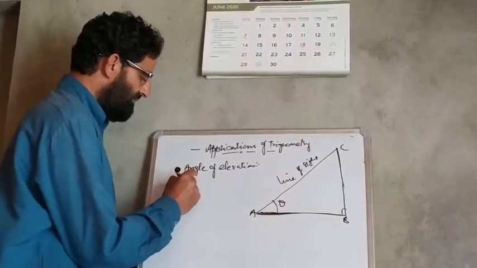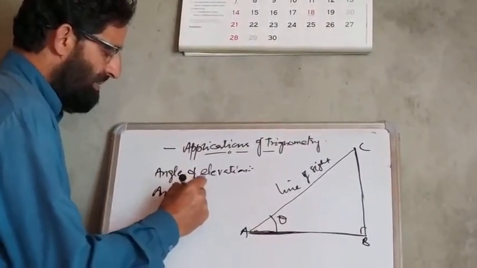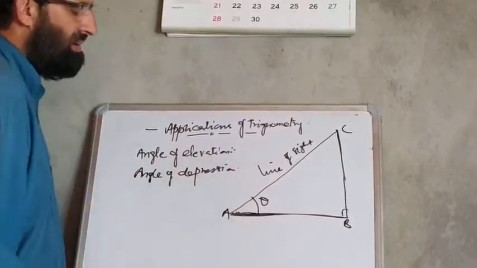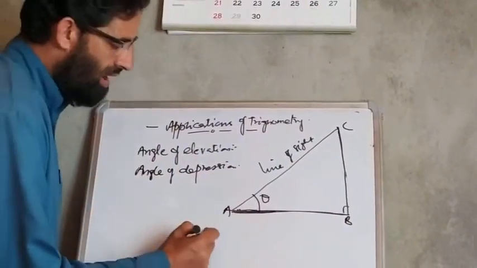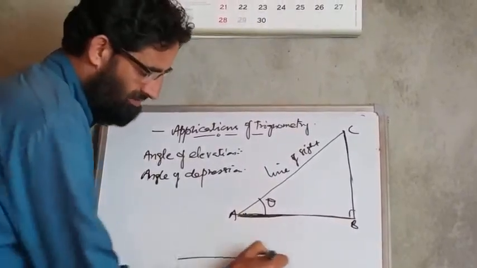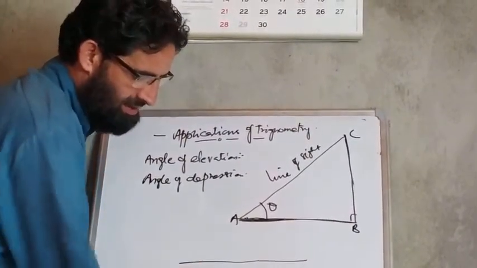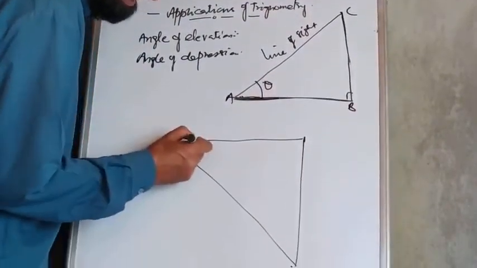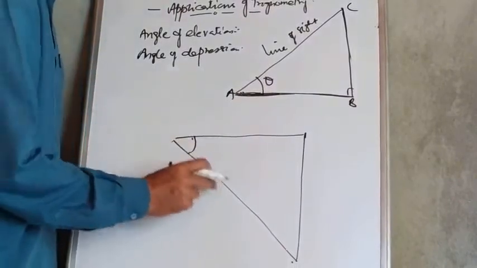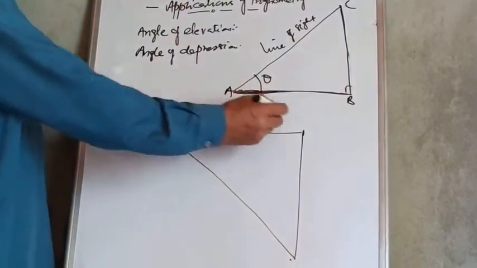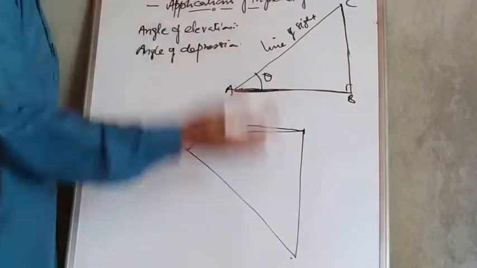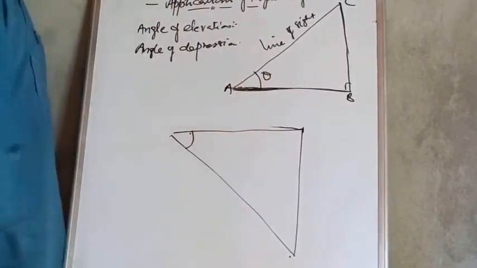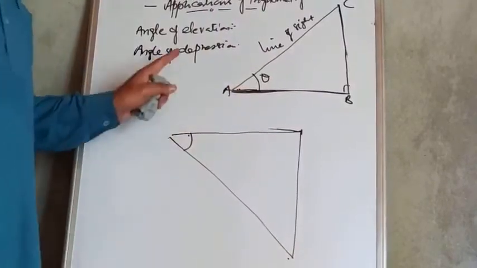Second angle is angle of depression. Angle of depression means when you are viewing an object, if this is the horizontal line and here it is an object and you are viewing this object, this angle is called angle of depression. So when the object is below the horizontal line and you are going to view this angle, this is called angle of depression. Very important, these 2 points.